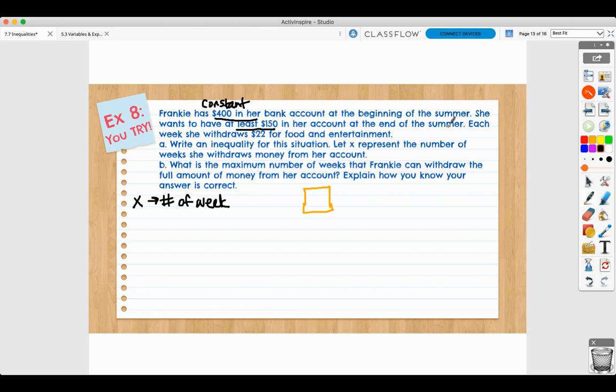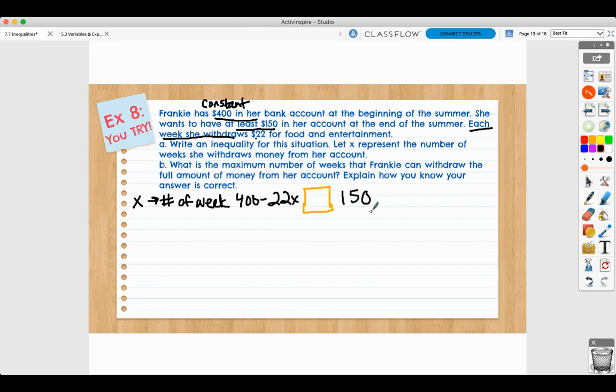In her account at the end of the summer, each week she withdraws $22. So this is your rate right here. So that means she's going to have 22x. So starting off with 400, and every week you are subtracting 22. So 2 weeks would be 44. 3 weeks would be 66. And that's what's going on here. That means you want 150. She wants at least 150.